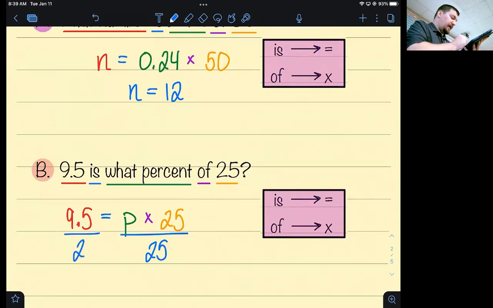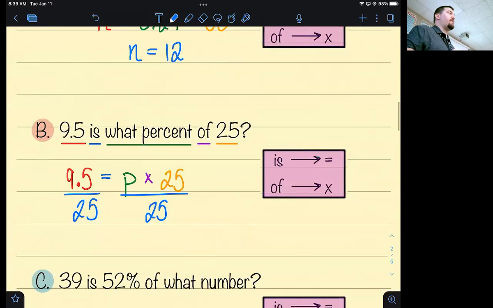So we're going to divide both sides by 25. Andrea, can you do 9.5 divided by 25 for me? Now, while she's doing that, remember this 25 is going to cancel out with the times 25. So we just have p equals what? 0.38.